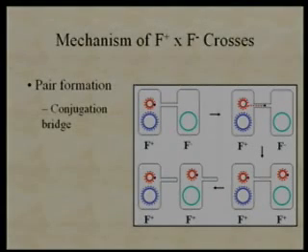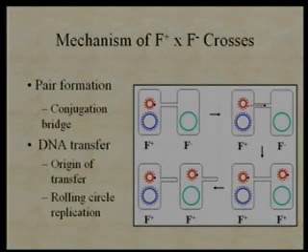And that is that F pilus that forms that conjugation bridge. The next step is the DNA transfer event. But this is a very unique type of DNA transfer and type of replication. It's referred to as rolling circle replication.